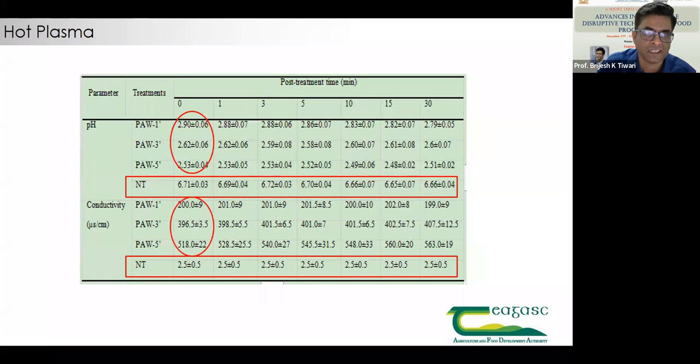So as you can see again here, plasma activated water for 1 minute, 3 minutes, or 5 minutes. Immediately after the treatment for 3 different times, we had a significant decrease in pH compared to non-treated ones. And it continued for almost up to 30 minutes. So that means the pH is decreased and conductivity changes, but the main reason behind that is just because of all the reactive species.